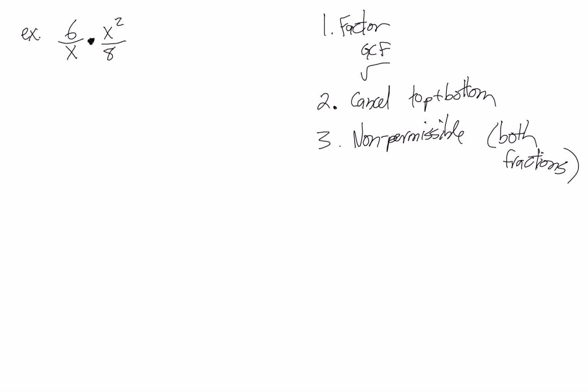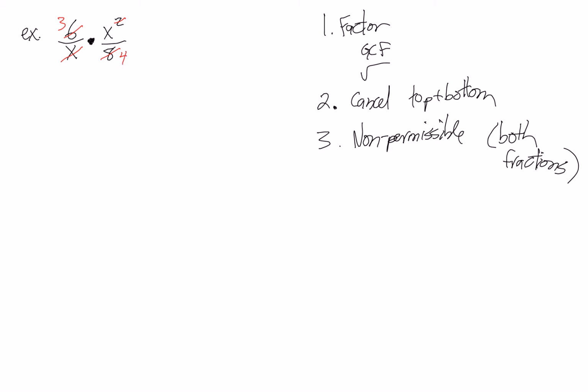So if we look at this first example, we can't do any factoring, right? It's factored as much as possible, so we're ready to cancel. So we can cancel an x on the bottom with one of the x's on the top, so that leaves us with just an x left over on top. And out of the 6 and 8, we can cancel out, just divide them both by 2, would be all we can do.